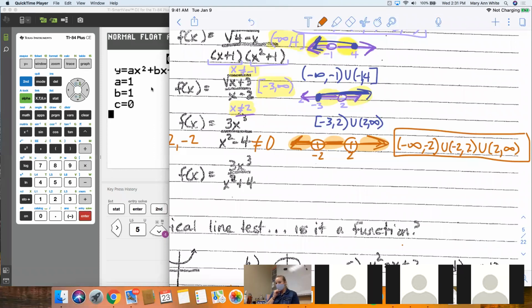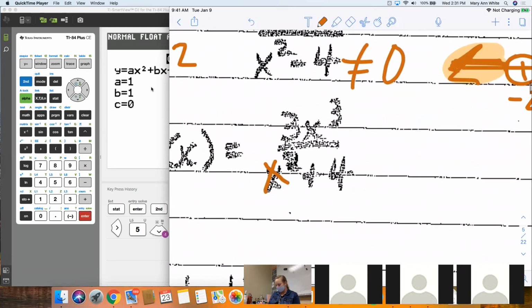All right, now I have to look at the next one. This is basically the same problem, but it says x squared plus 4. What would make x squared plus 4 equal 0? -2 squared would be 4. Would there be one? No.